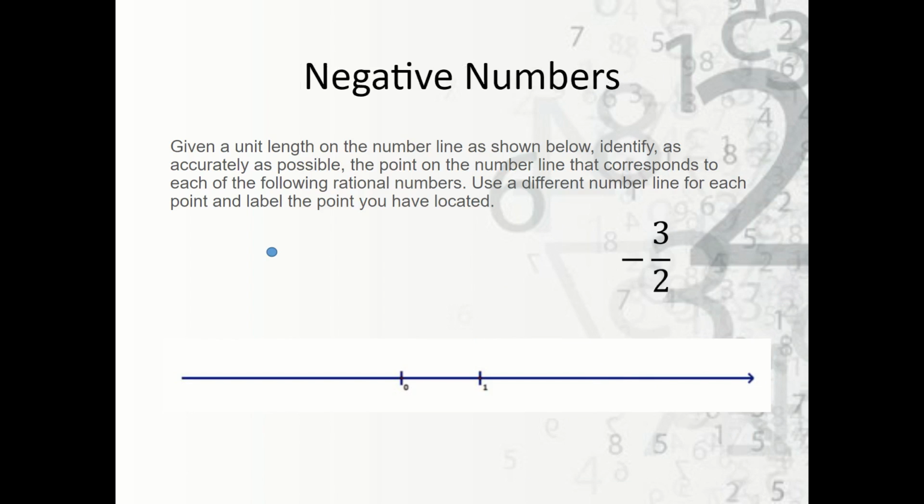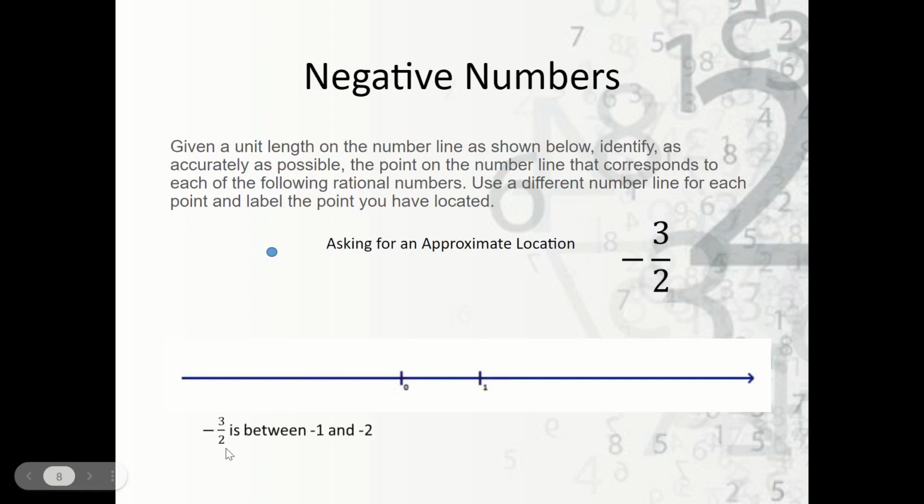Now what if we're asked to plot a negative number on the number line? Well, this is -3 halves. We want the approximate location. We should notice that -3 halves is between -1 and -2 because this is really -1.5. So we're just going to take this distance from 0 to 1 and copy it towards -2. So we're going to copy it over here. That would be -1 and again would be -2.